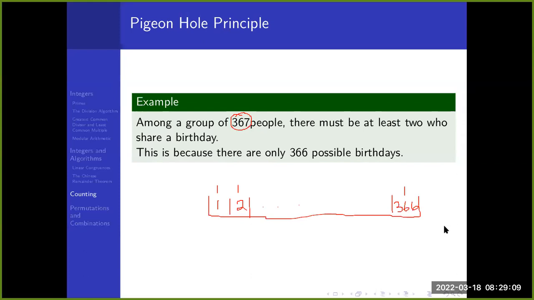But then you still have one more person. So one more person must fit into one of these boxes as well. It can be any of the other boxes. I've just chosen two, but this 367th person must fit into one of the 366. There is nowhere else to fit. So there must be at least two people who share a birthday.